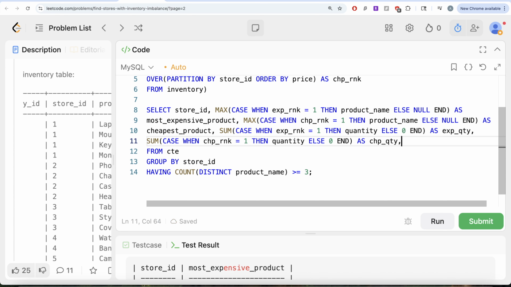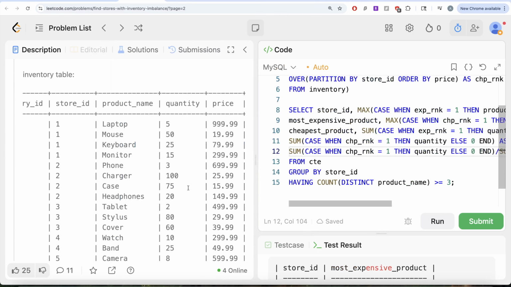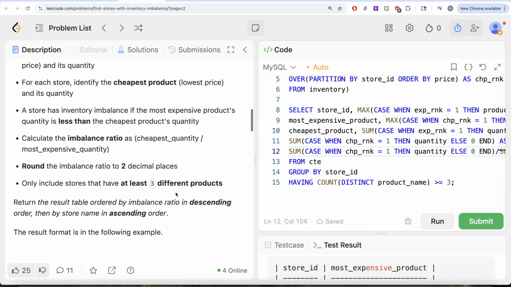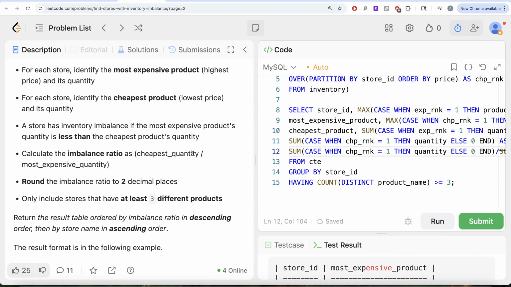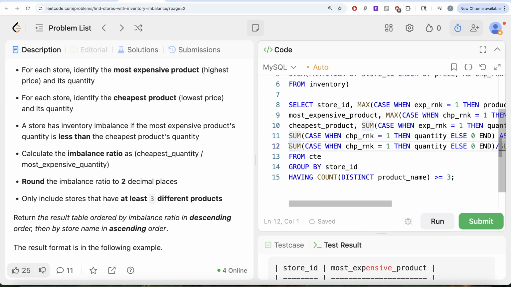And finally, we also need to find the imbalance ratio, where the imbalance ratio is the quantity of the cheapest product divided by the quantity of the most expensive product. Copy, paste it here. Then we also need to round the imbalance ratio to two decimal places. If you see, imbalance ratio is cheapest quantity divided by most expensive quantity, so you round this entire thing to two decimal places.